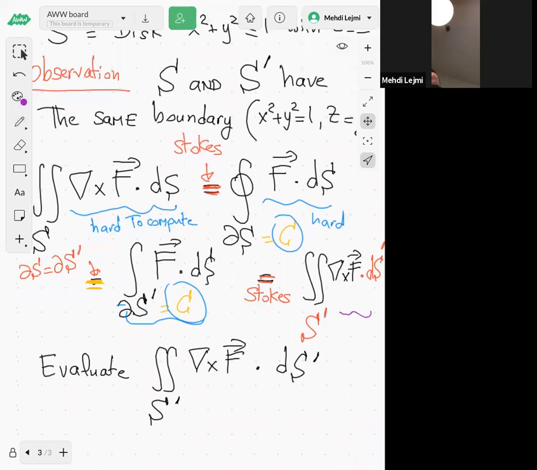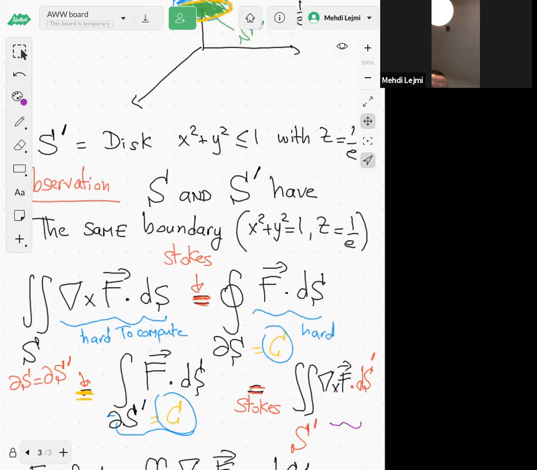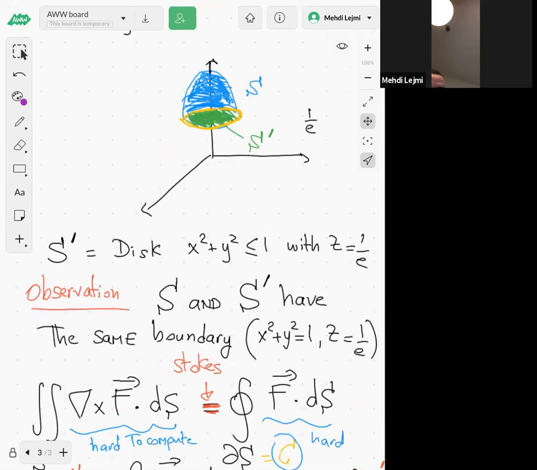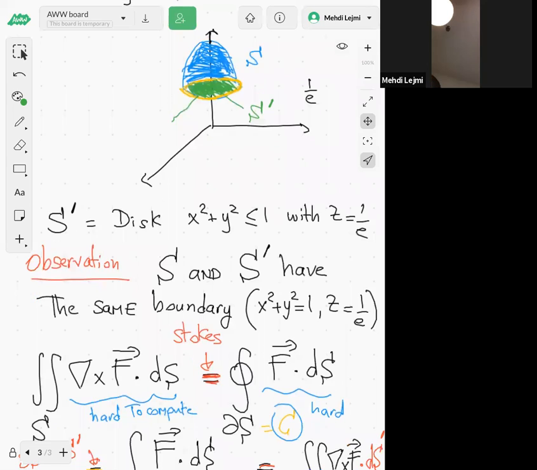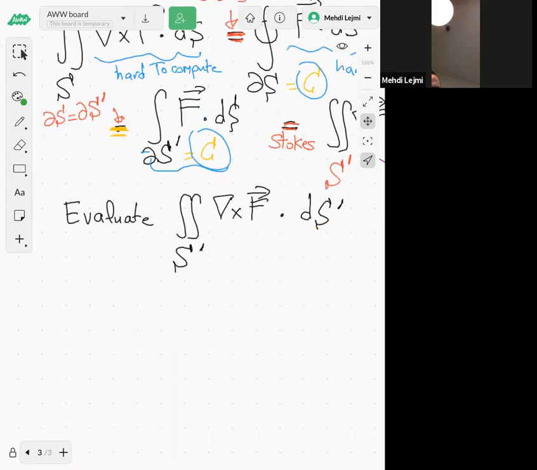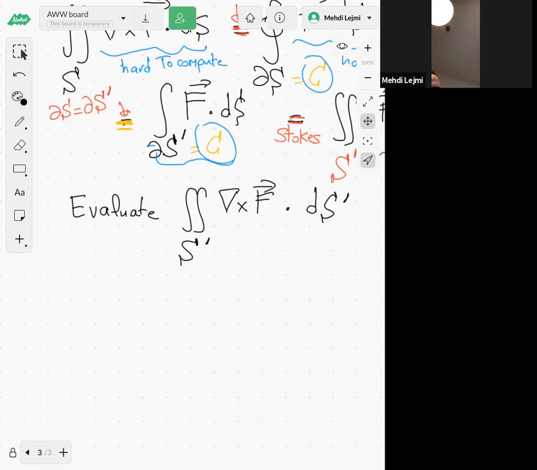S prime is the unit disk, x squared plus y squared less than or equal to 1, the interior of this circle, with z equal to 1 over e. So let's parameterize S prime and see what the curl of f along S prime will be. This is just x squared plus y squared less than or equal to 1 with z equal to 1 over e, so we can use polar coordinates.